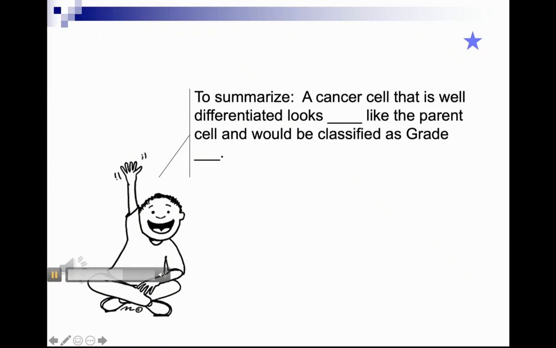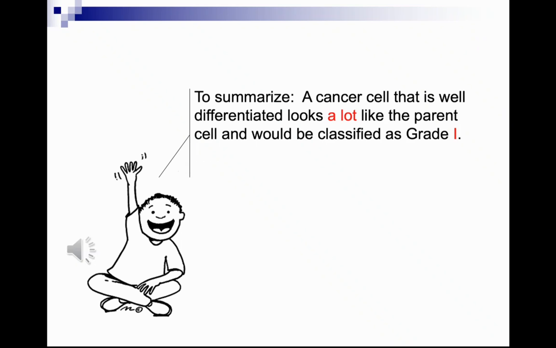Fill in these blanks. So to summarize, a cancer cell that is well differentiated looks blank, like the parent cell, and would be classified as grade what? To summarize, a cancer cell that is well differentiated looks a lot like the parent cell and would be classified as grade 1.